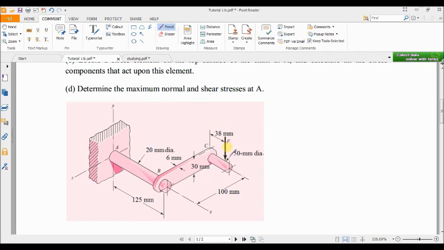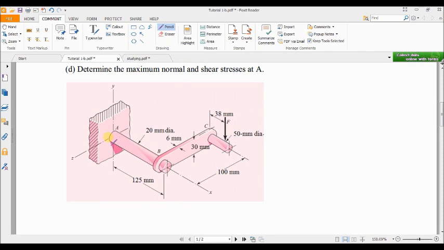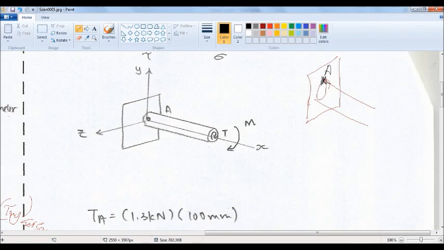Due to the presence of load F, the shaft AB will be bent in this way, right? Shaft AB will bend in this way. And this moment is load F times 125 millimeter. F times distance, which is 125 millimeter. Okay.